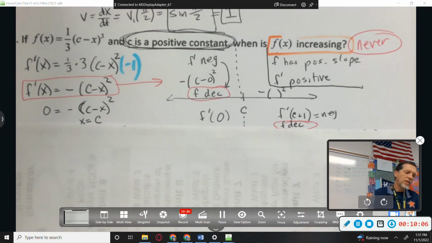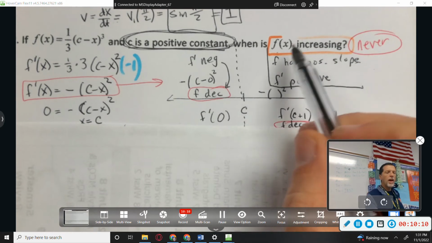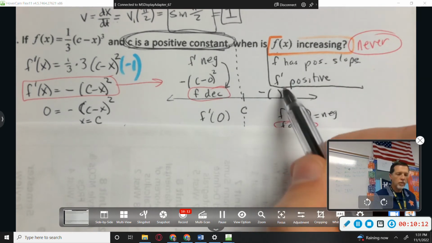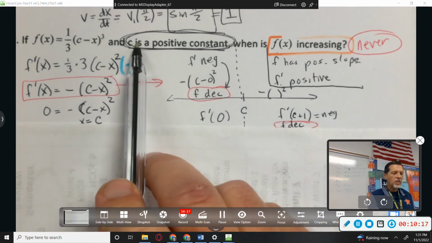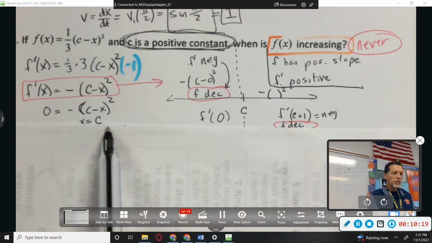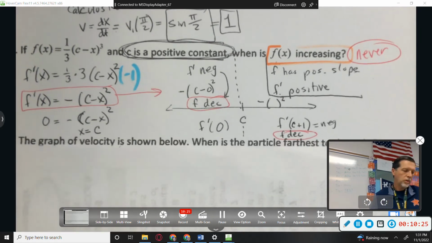Right, so a couple things covered in that one. Increasing and decreasing go with f prime being positive or negative. Dealing with the c is a little bit tricky, and then the chain rule reminder was in there as well. So lots of things covered in number 2.